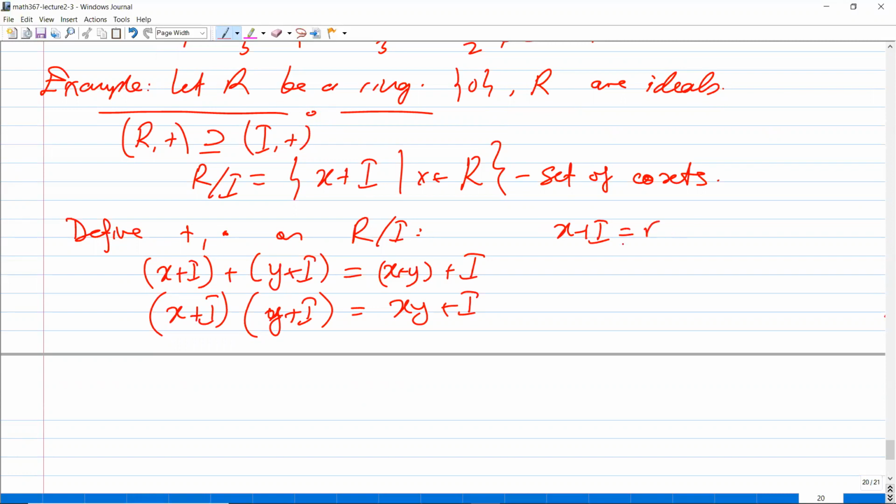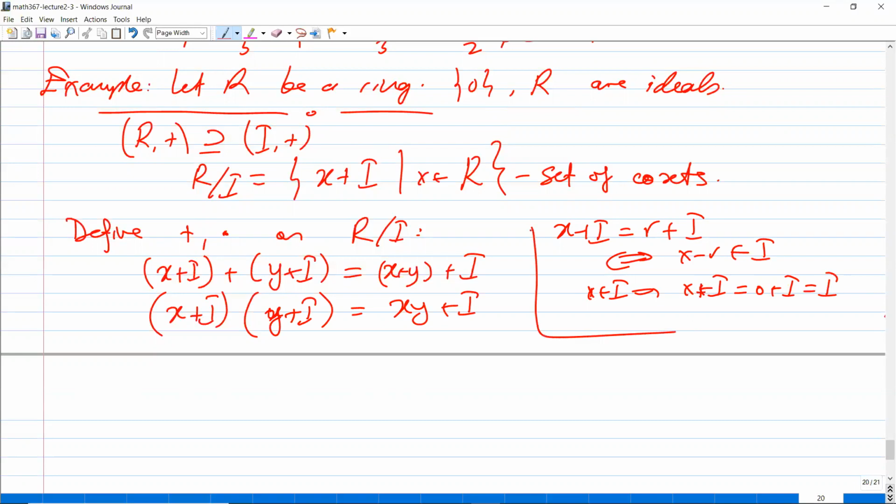Of course, here x plus I can be represented also by r. This is true if and only if x minus r is in I. Remember from group theory. For example, if x is in I, then x plus I is 0, since x minus 0 is equal to x, and 0 plus I is also I. That's equal to I. Okay, this is side information.